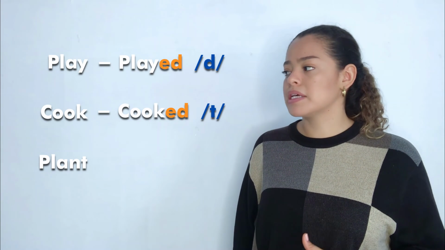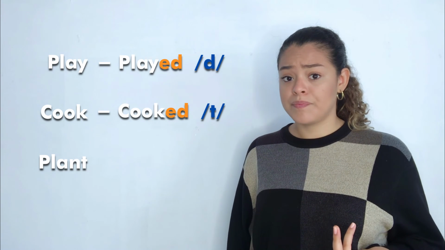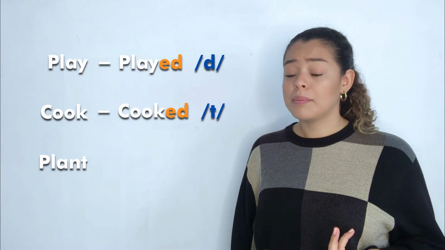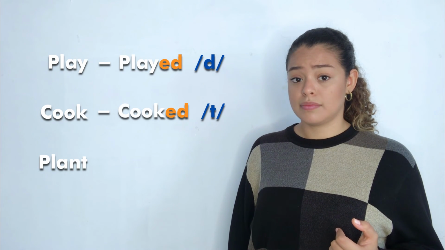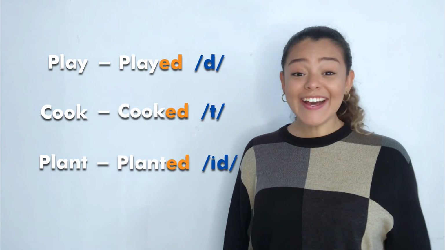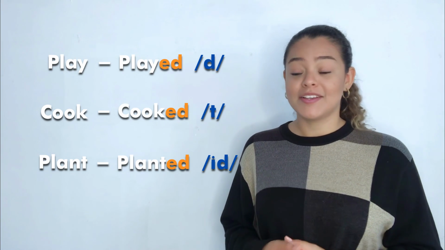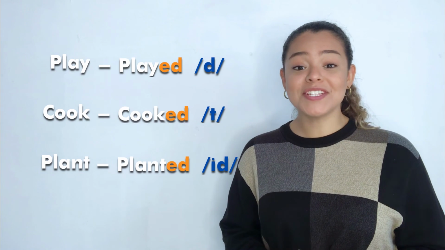Now let's see the last word over here. The last verb is plant. What's the past of plant? Is it planted with a t sound, or planted with id? Did you say planted? Very good, that's right. Planted. So here you have the three different pronunciations of ed.